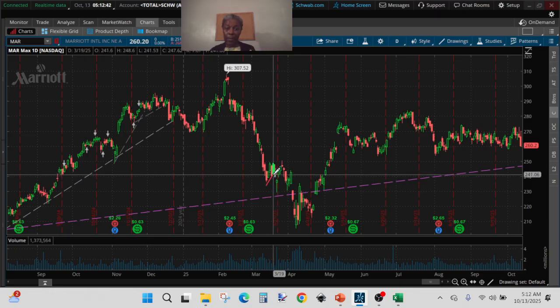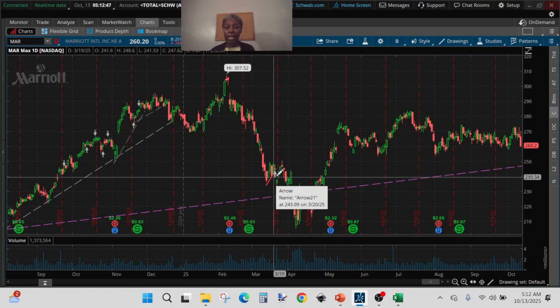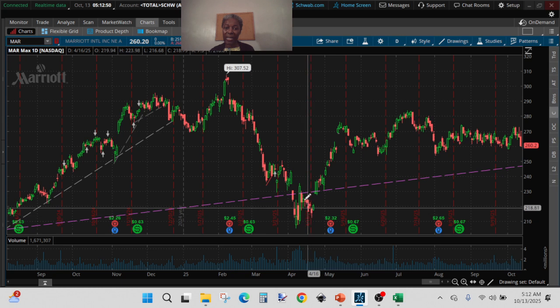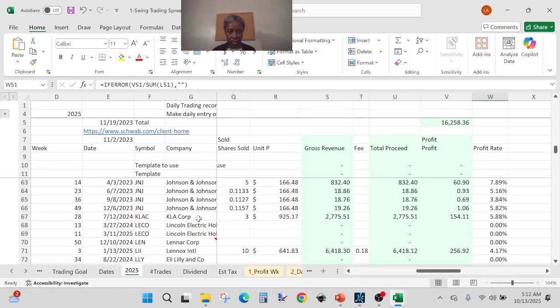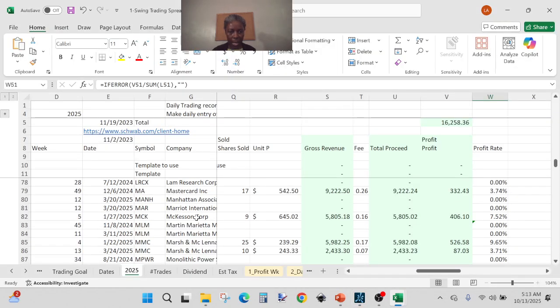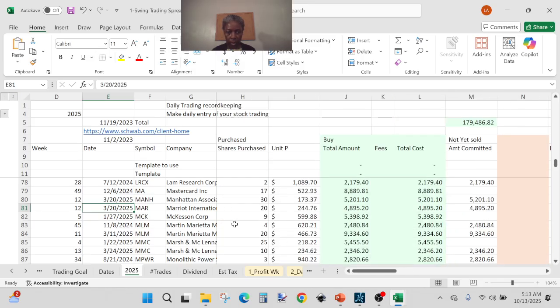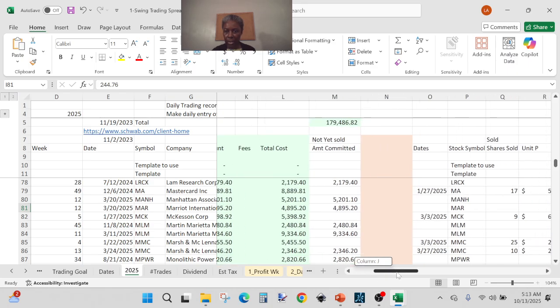By buying at this low and entering the trade a little bit too early, when it pulled back below the support line, I got stuck in it, but now it's positive. So we can take a look at our record here for MAR. We purchased it in March for 244, and we have not sold it yet.